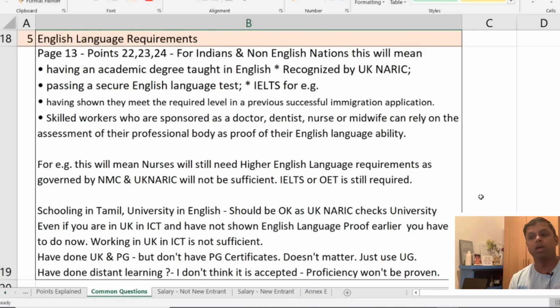If you've done UK UG and PG both, but you don't have your PG certificates, it doesn't matter. UG is enough because only one certificate is required to get the UK NARIC comparison. You're not going to get more points just because you have 2 or 3 certificates or 2 or 3 degrees. It's just a yes or no statement. If you've done distant learning, for example, I don't think this is accepted because the proficiency is not proven if you've not gone to the university and not attended the classes and had the exposure and the discussion.